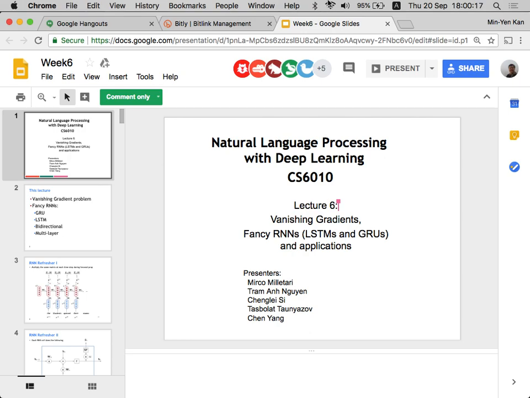So we have a nice guest lecture, as we always do, from our students, all of you. Today we're covering RNN variants, vanishing gradients, LSTMs. I don't think they're considered fancy anymore. These are pretty normal things, right? LSTMs and GRUs are pretty standard, not so fancy, but not as vanilla as an RNN. Okay. Anyways, a couple of announcements.